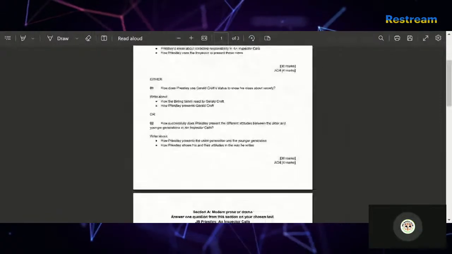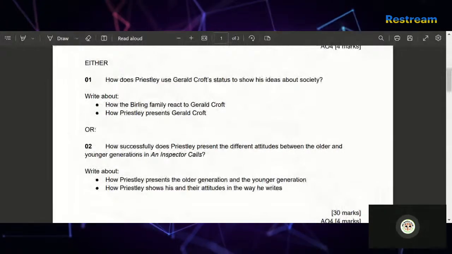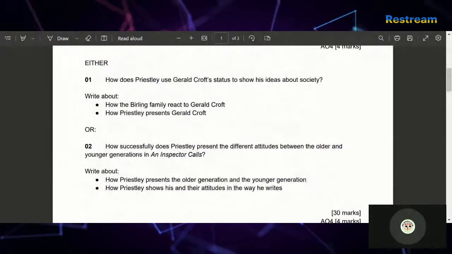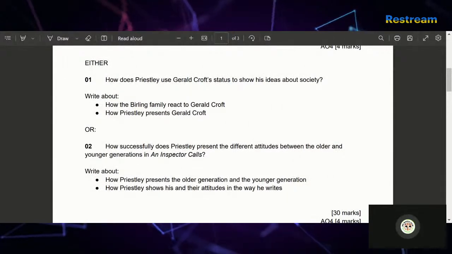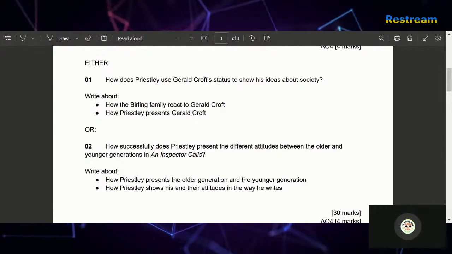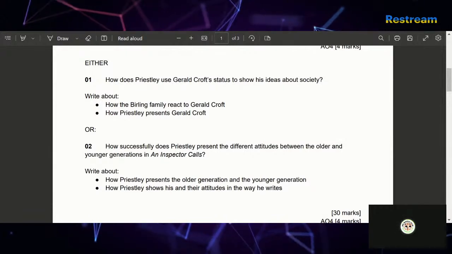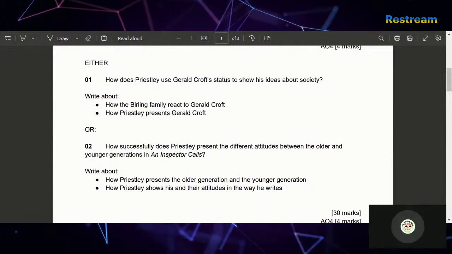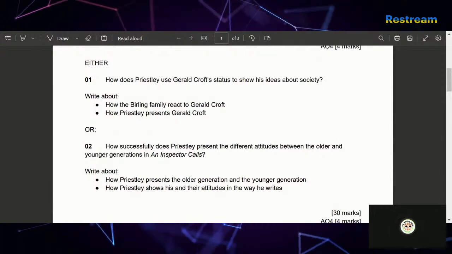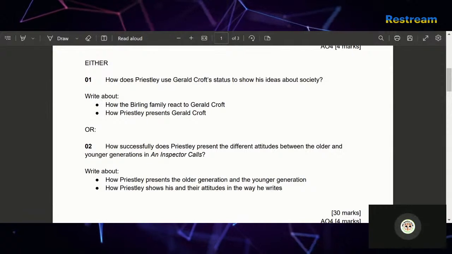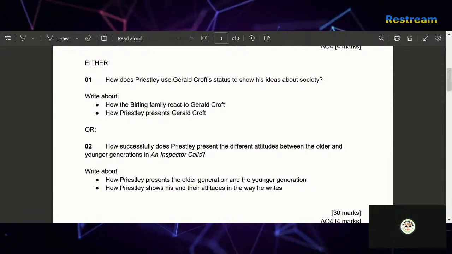Okay, so we are now going to do this question. How does Priestley use Gerald Croft's status to show his ideas about society? Now, you can either answer that question, or you can answer, how successfully does Priestley present the different attitudes between the older and younger generations? It's ironic we just talked about that. So I'm going to set a 15-minute timer. Choose which question you want to do, find some quotes, make a quick plan, and then try and write your introduction and at least begin your first paragraph. Good luck.